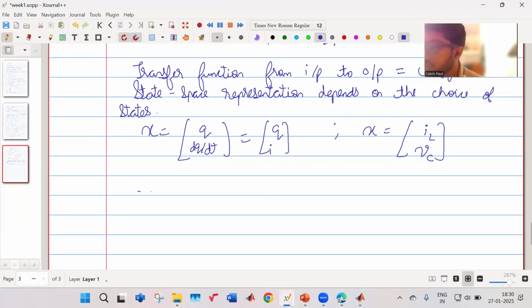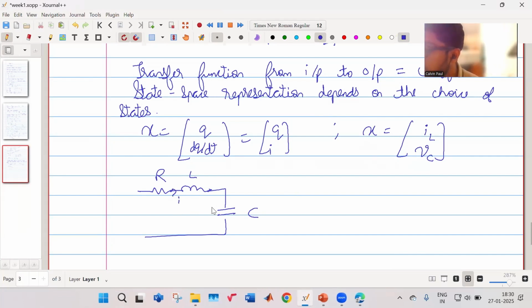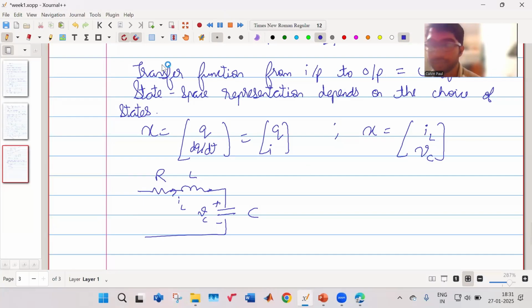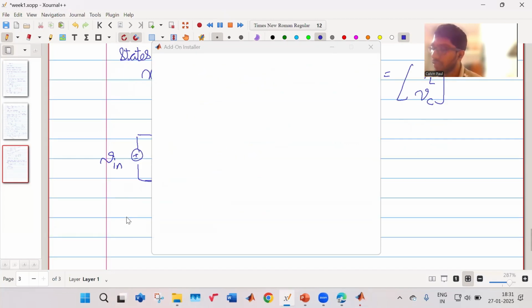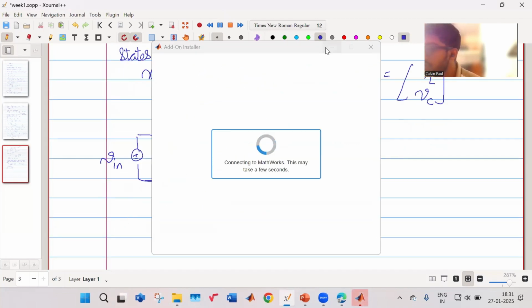So what we will do now is, as we have this resistor, inductor, capacitor, we will try to derive the state space equations considering the states as VC and IL. This is my current and this is the voltage VC and the current IL. And this is my Vin. Okay, so now we have to derive this.